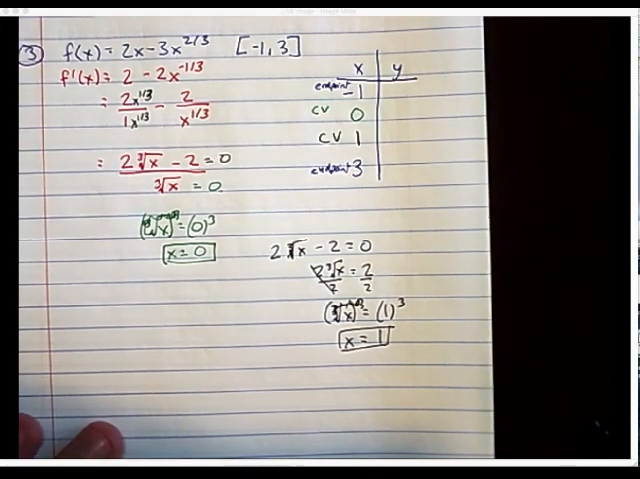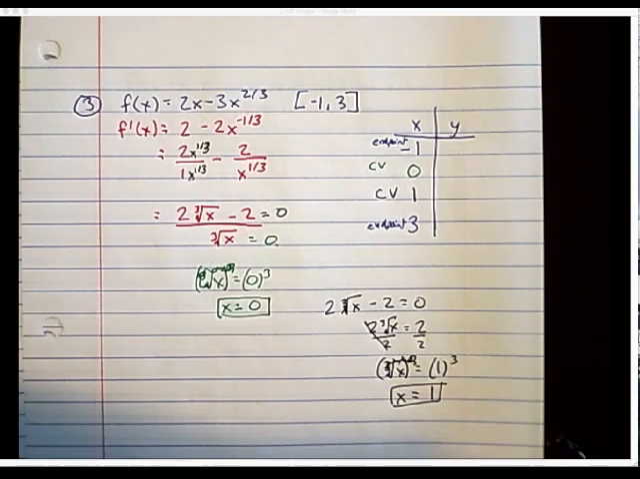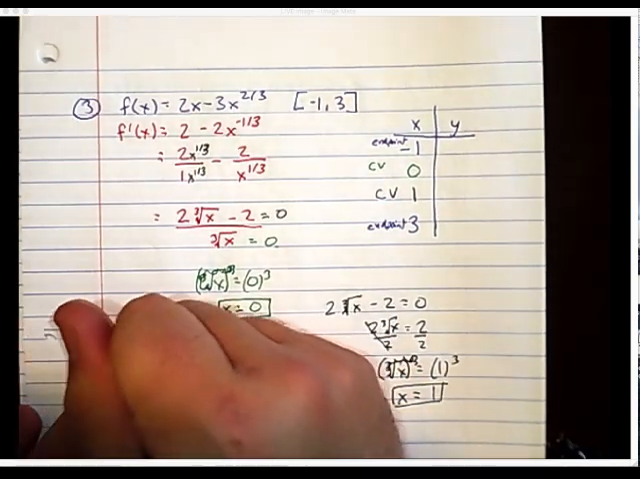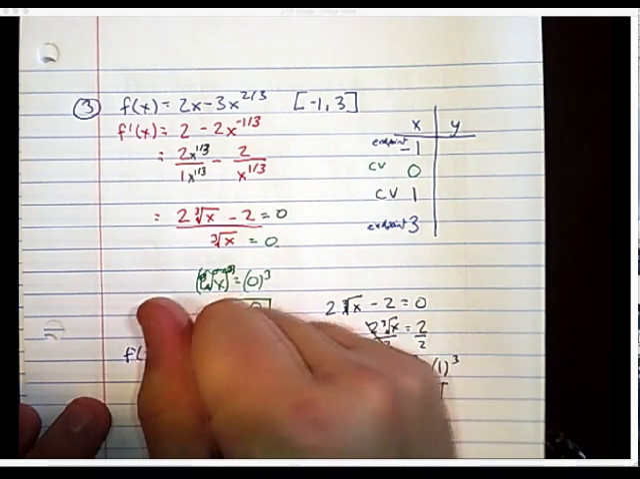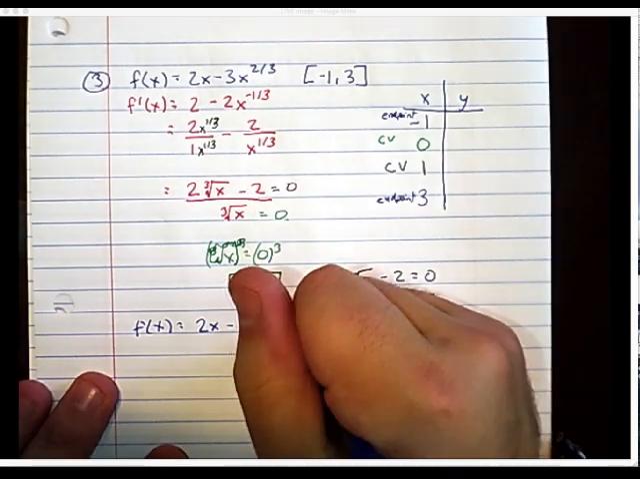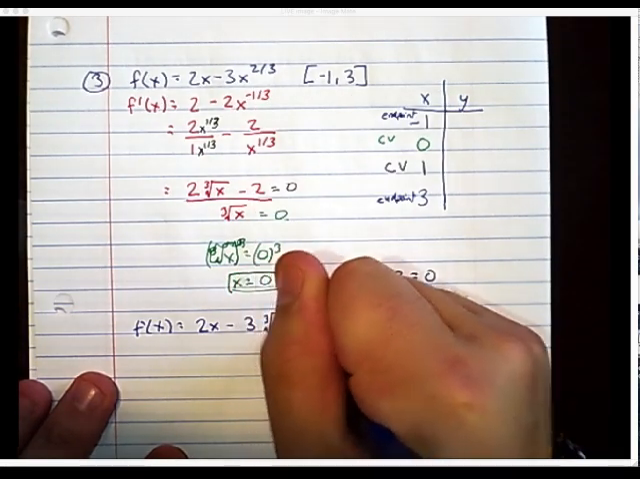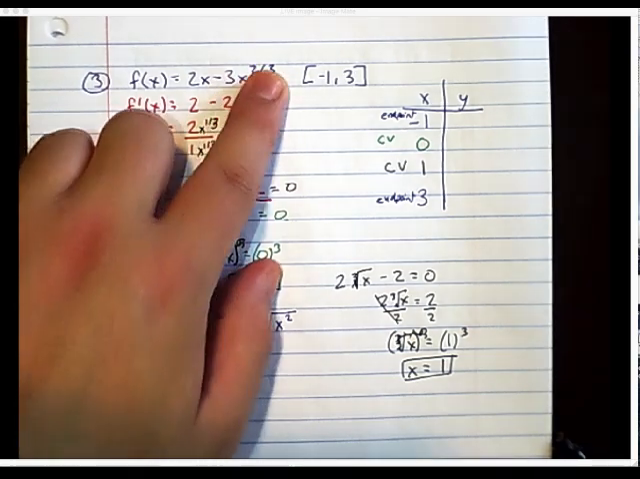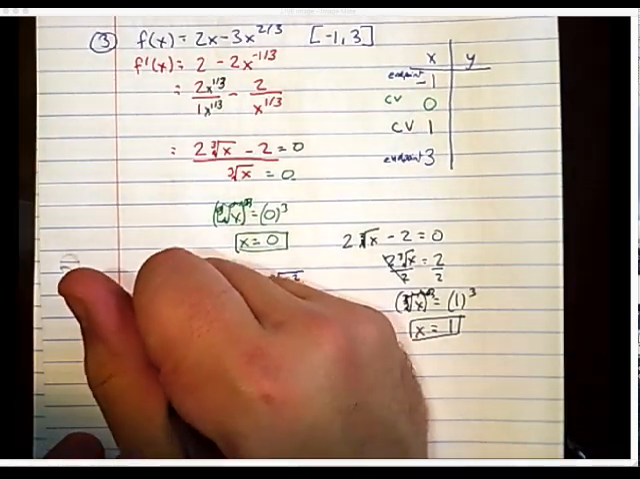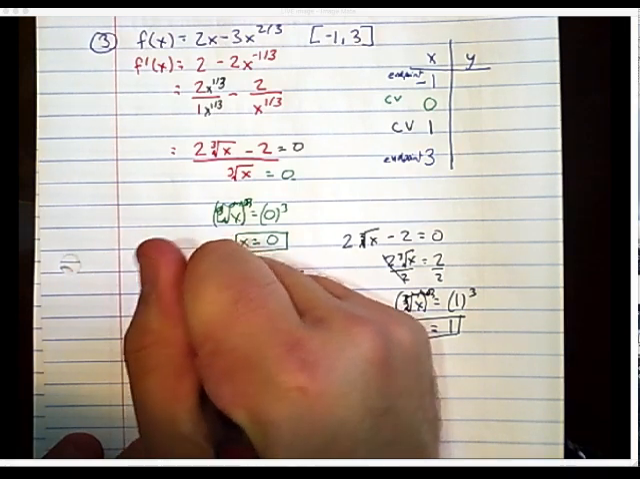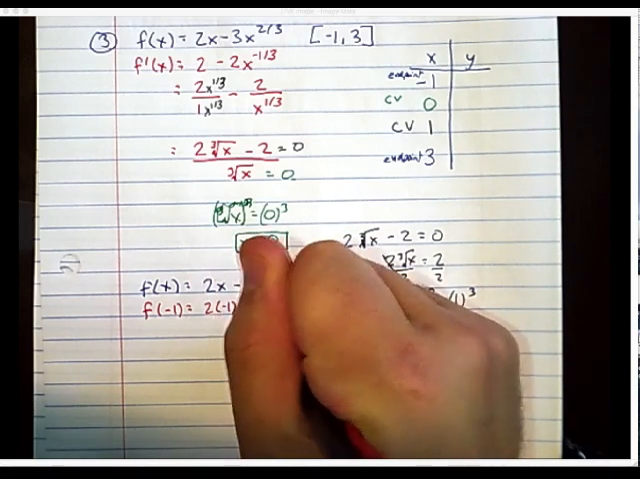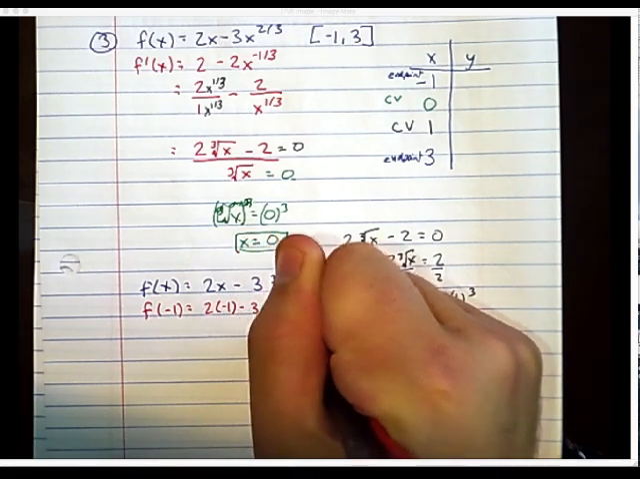Now, how am I going to actually find these y values? I'm going to plug all of these x values back into the original. So the original said f of x equals 2x minus 3, but I'm going to write this a different way. I'm going to say the cube root of x squared, because that's the same thing as x to the 2/3 power. So let's figure out what f of negative 1 is. That's 2 times negative 1 minus 3 times the cube root of negative 1 squared.